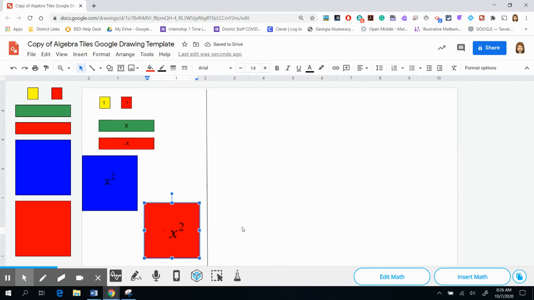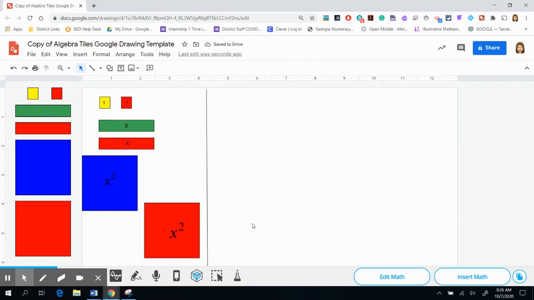All right. So now we have identified the values of our algebra tiles: positive 1, negative 1, positive x, positive x squared, and negative x squared. We're going to go ahead and build some algebraic expressions now using our algebra tiles.